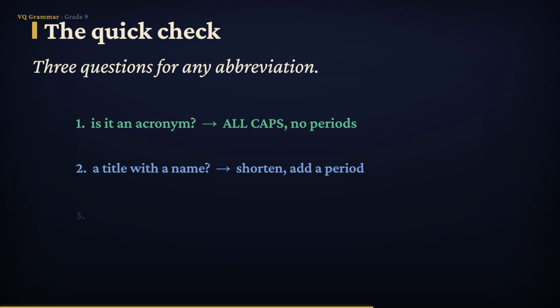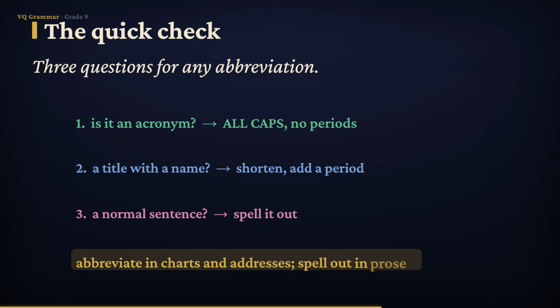Question 3. Am I writing a normal sentence, plain running prose? Then lean towards spelling the word out in full. Charts and addresses get the short forms. Your sentences get the full words. Run those 3 questions and you'll almost never guess wrong.